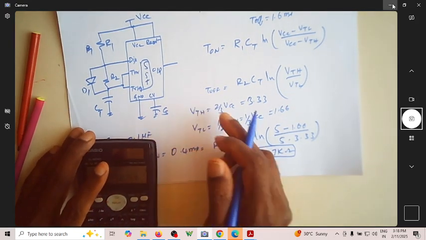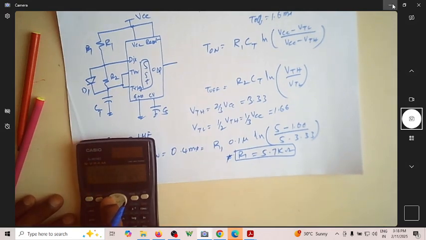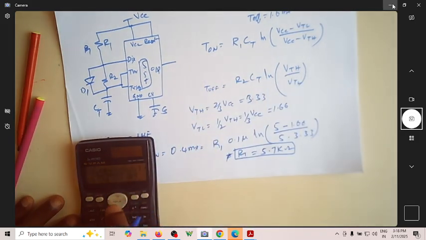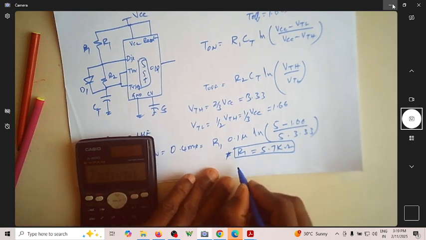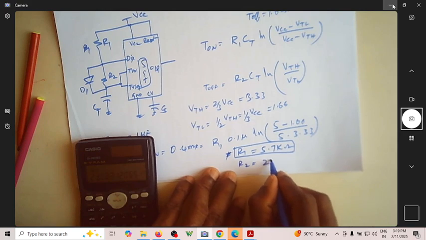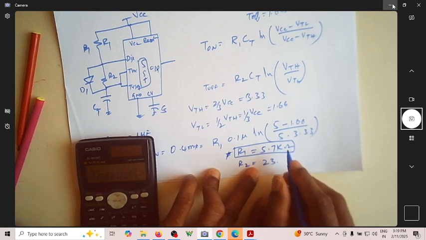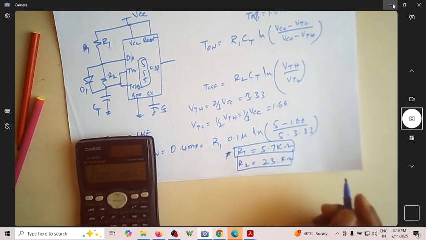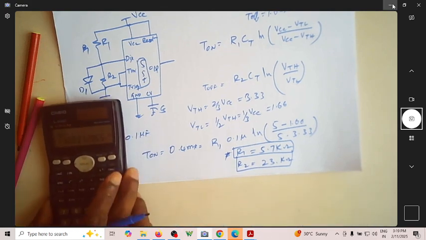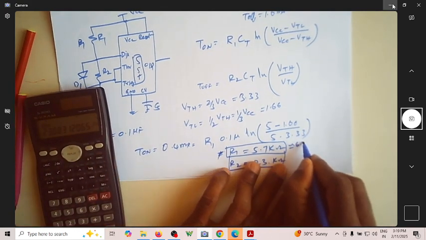If you solve for T off, I'll just do the same thing, it will be again the same expression, this is also 0.69 it comes out to be, so let me make it 1.6. I think it will be 4 times that. So now R2 is equal to 23 kilo ohms. So what you can do is use the nearest possible value, which is 6.8k.